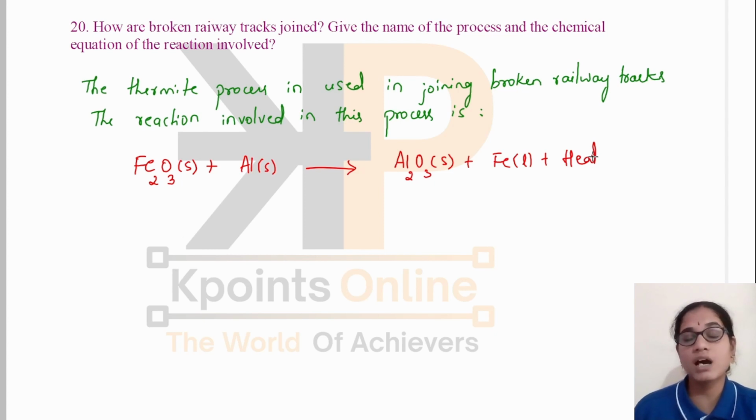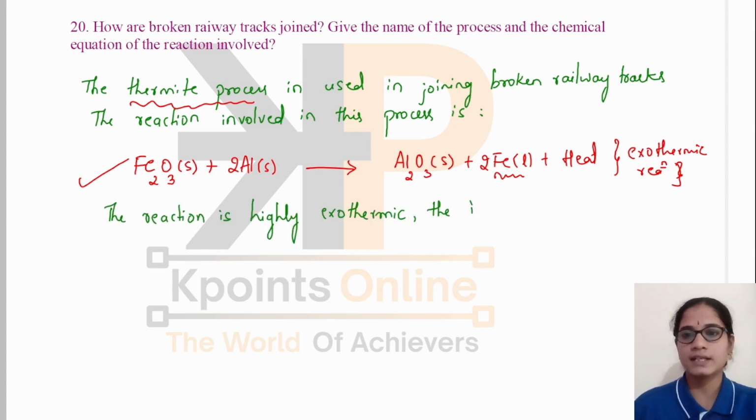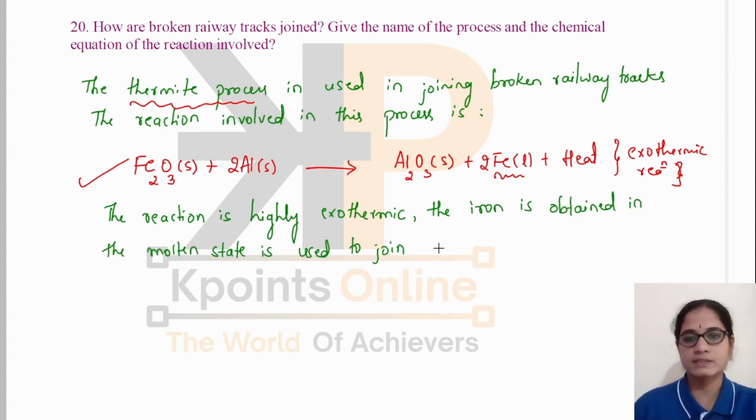See, in this reaction, a large amount of heat is released, as it is an exothermic reaction. The heat released is so much that we will get iron in the molten state. This molten iron is used for joining the railway track. Yes, you have to balance the equation. The reaction is highly exothermic, so the iron is obtained in the molten state. This molten iron is used to join the broken railway tracks.